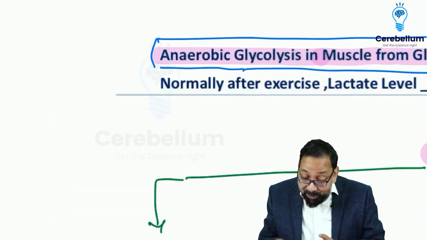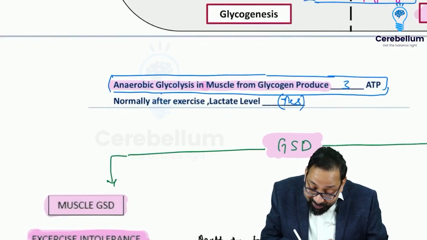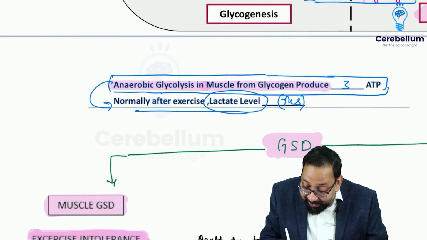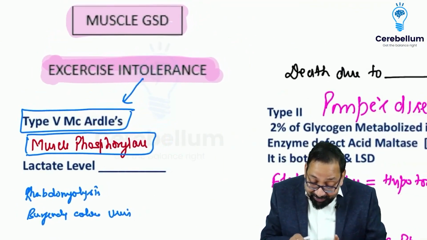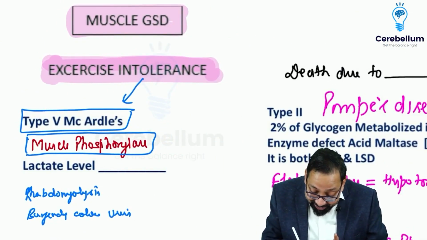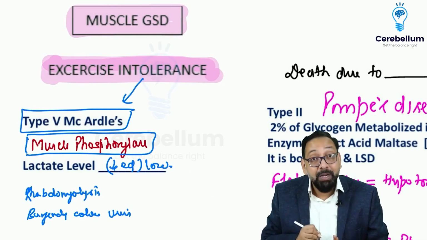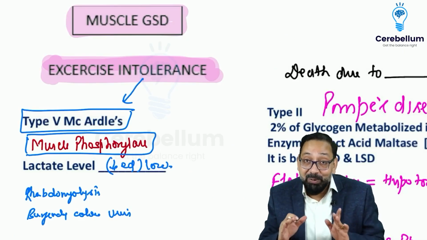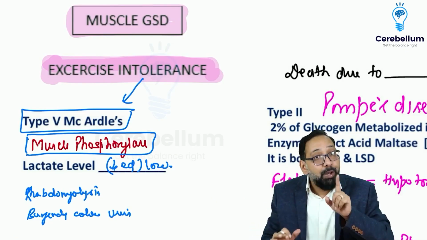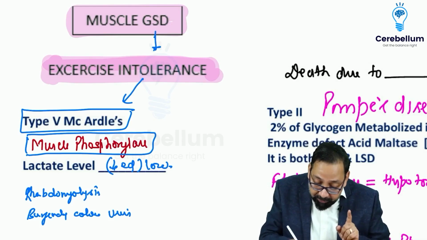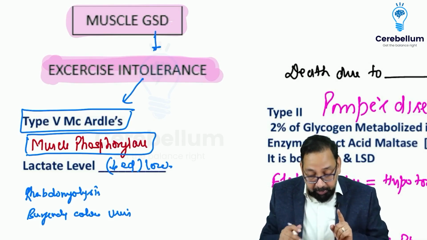So muscle glycogen is not broken down. When muscle glycogen is not broken down, lactate will not be produced. So it is a catching point in the question that in McArdle disease, lactate level would be low. Because muscle glycogen is not broken down anaerobically, lactate will not be produced. So of the muscle glycogen storage diseases, one I discussed is McArdle.